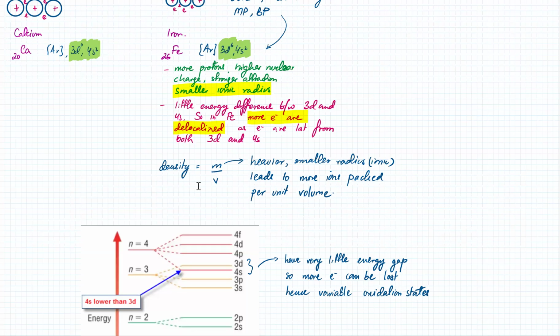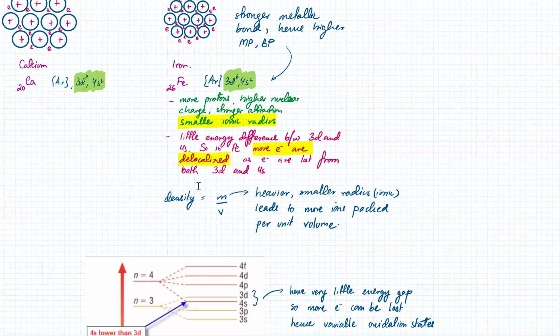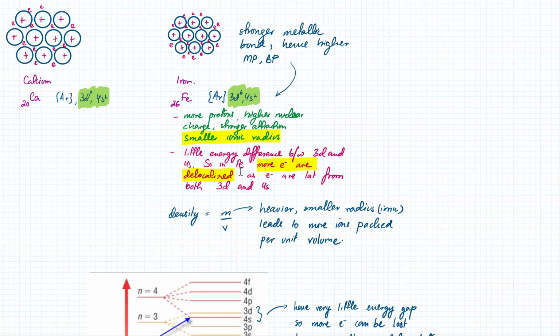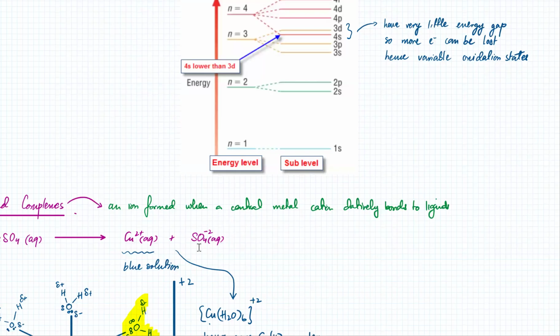Why do they have higher densities? Because they've got greater mass. They're smaller, closer together, more tightly packed. They've got more delocalized electrons, which leads to stronger metallic bonds. And the density is high because they've got more mass compared to other metals, and they're more packed as well. We did all of that.